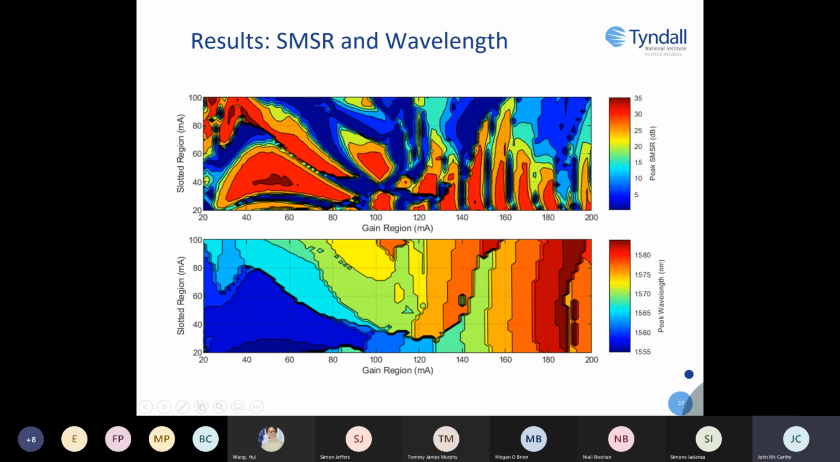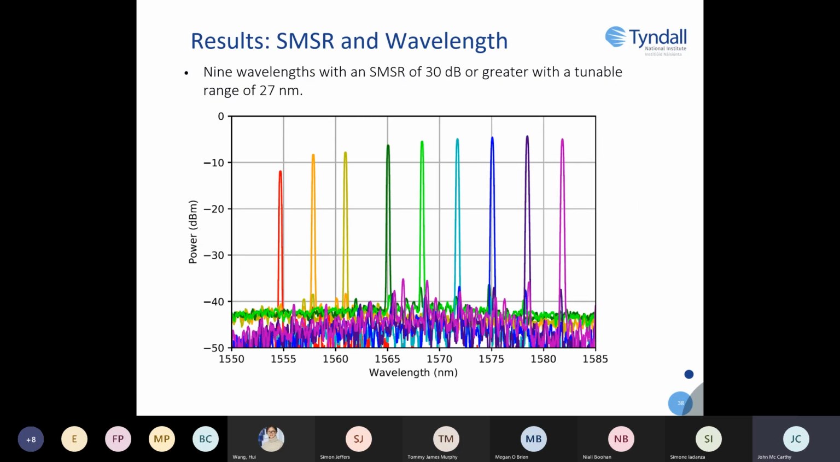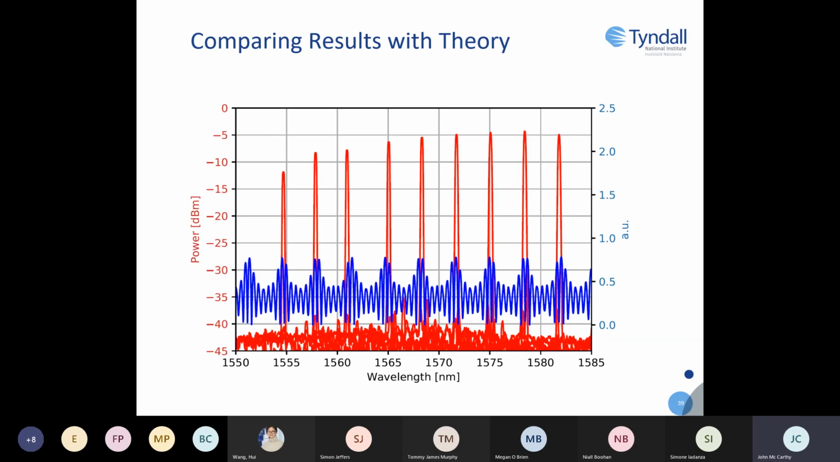Another way of viewing this is by viewing the individual peaks. With this device, I attained 9 different wavelengths with an SMSR of 30 decibels or greater, and I had a tunable range of 27 nanometers. So I could take this and compare it with the theoretical reflection profile that I showed how to get earlier. As you can see, the peaks obtained experimentally are where the peaks of these slots are defined. So the theory compares quite well with the experiment.